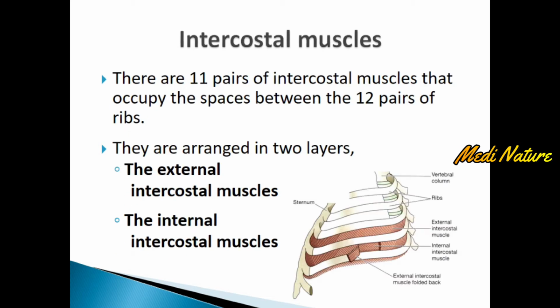The intercostal muscles are the muscles which occupy the spaces between two adjacent pairs of ribs. As we know, there are 12 pairs of ribs, therefore there are 11 pairs of intercostal muscles. These are arranged in two layers. The external layer is called the external intercostal muscles, and the internal layer is called the internal intercostal muscles.